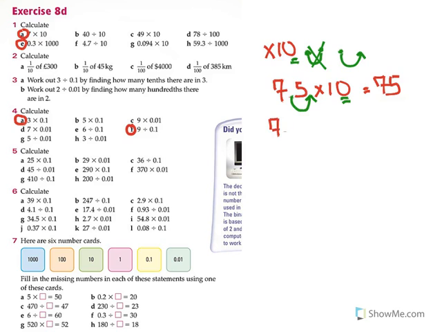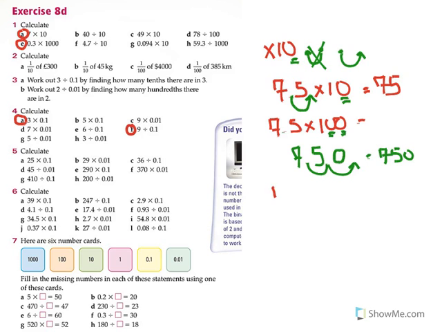If I had 7.5 times 100, 2 zeros means I move the decimal 2 spots to the right. So let me rewrite it down here, 7.5, 2 spots, 1, 2. Now see there's this missing space. I'm going to fill it in with a 0, so this makes 750.